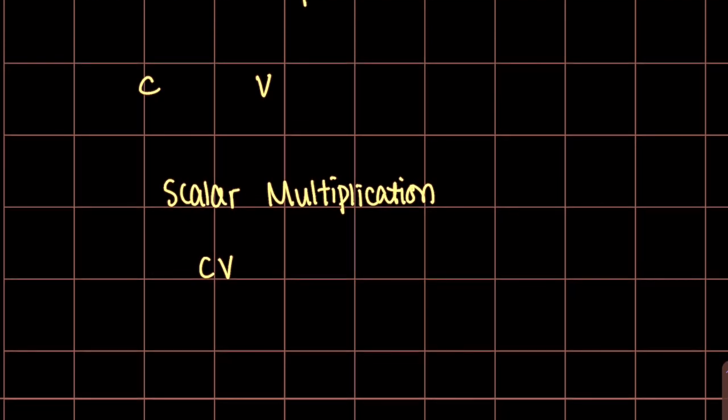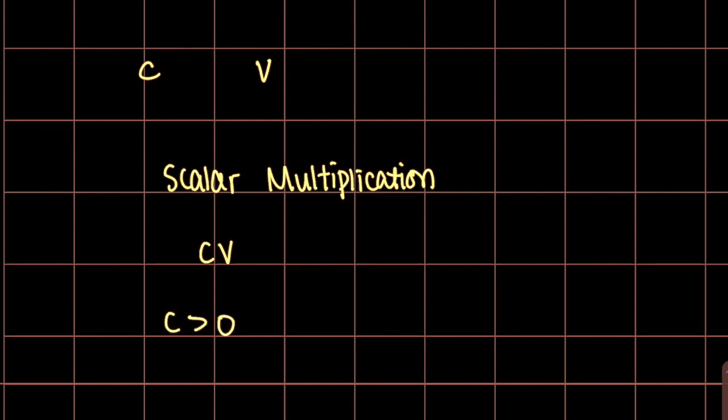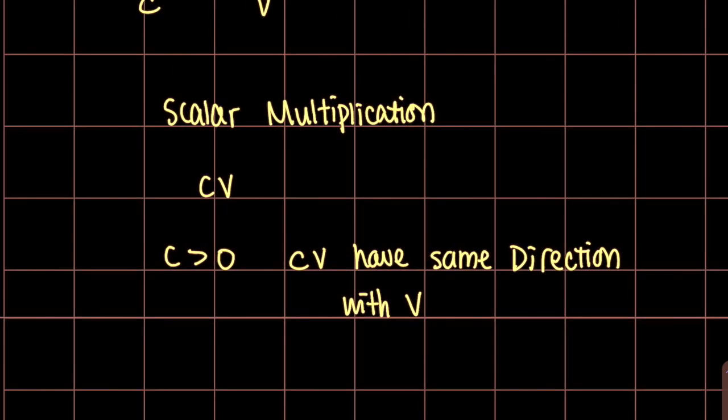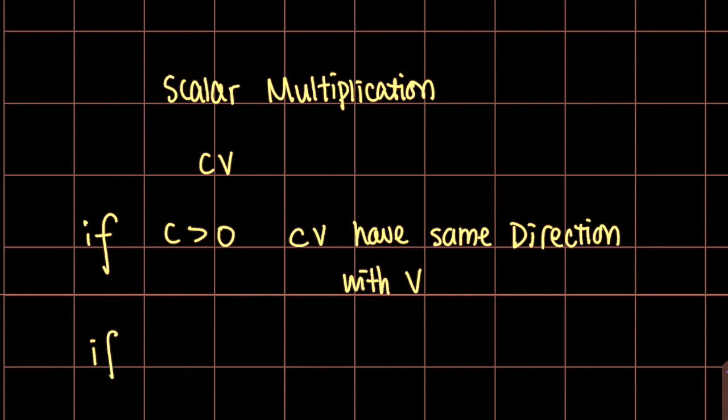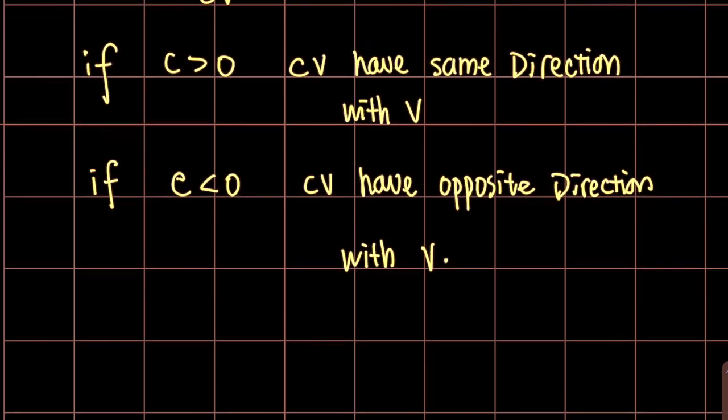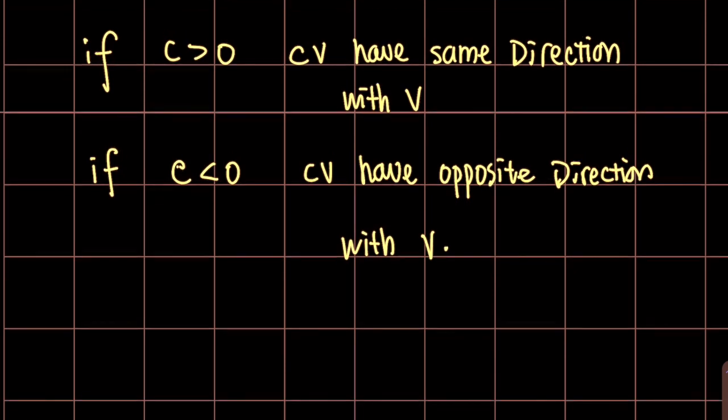If C is bigger than 0, then CV has the same direction as V. Okay, that is the first condition. The second condition is if C is negative, then CV has the opposite direction to V. I think that is easy to understand. C is just a simple number, but it changes whether the direction is the same or not.